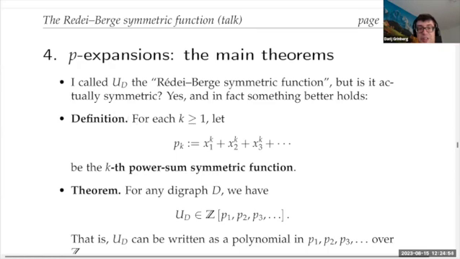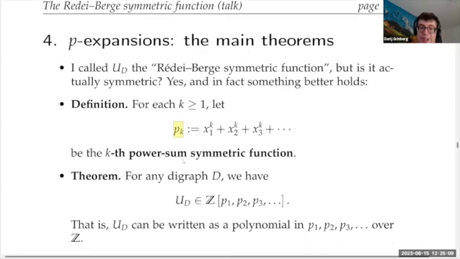What is the P expansion? Well, the thing you know. You take the power sum symmetric functions. Pk is x1 to the k plus x2 to the k, and so on. And you try to expand UD as a polynomial in these Pk. The first theorem is you can do it. UD is a polynomial in the power sums with integer coefficients. Of course, this means that UD is symmetric, but it's actually stronger because of the integer coefficients. Not everything symmetric is a polynomial in the Pk with integer coefficients.